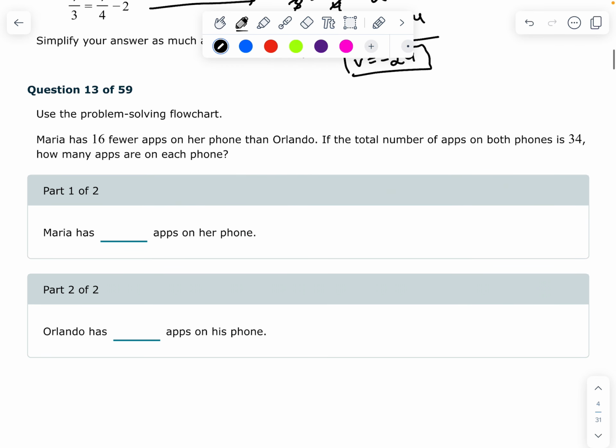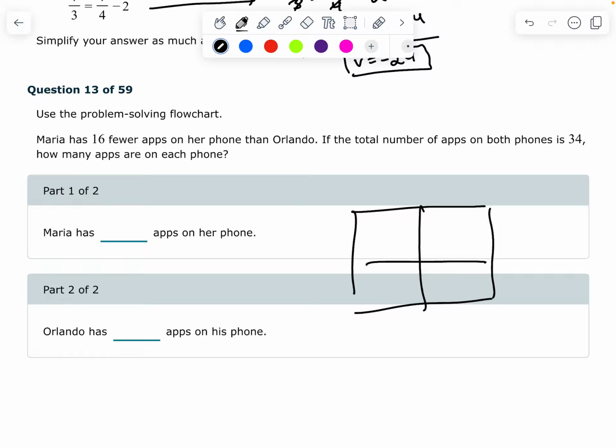All right, the next 2 problems are word problems. What we're going to do every time we have a word problem, we're going to try and set it up with a little box chart like this. So we have 2 different things here. We have Maria, we have Orlando. It says Maria has 16 fewer apps than Orlando. So if Orlando has X, then Maria has X minus 16.